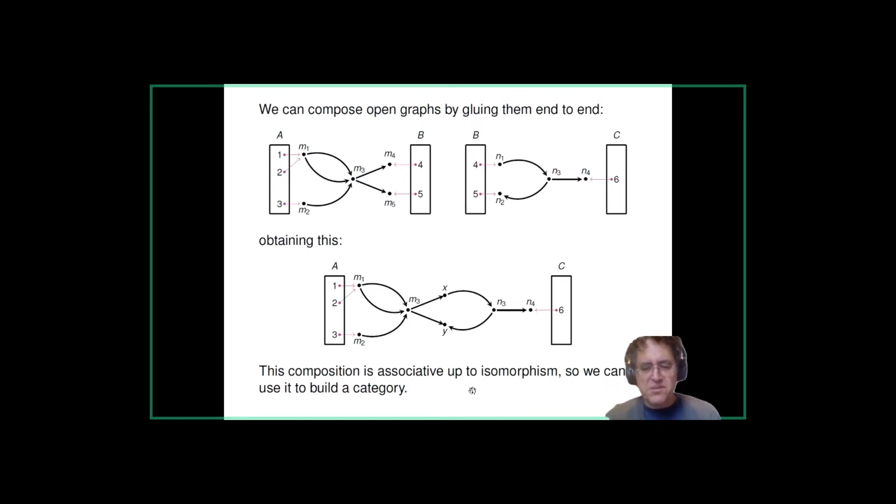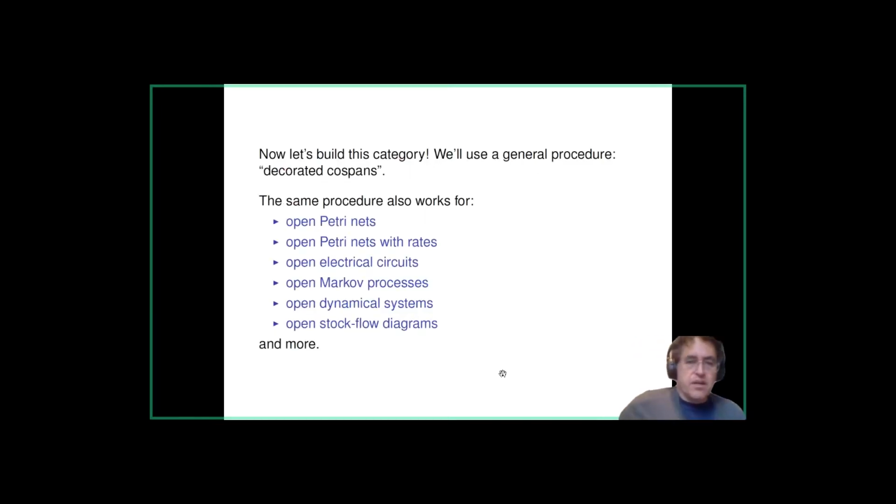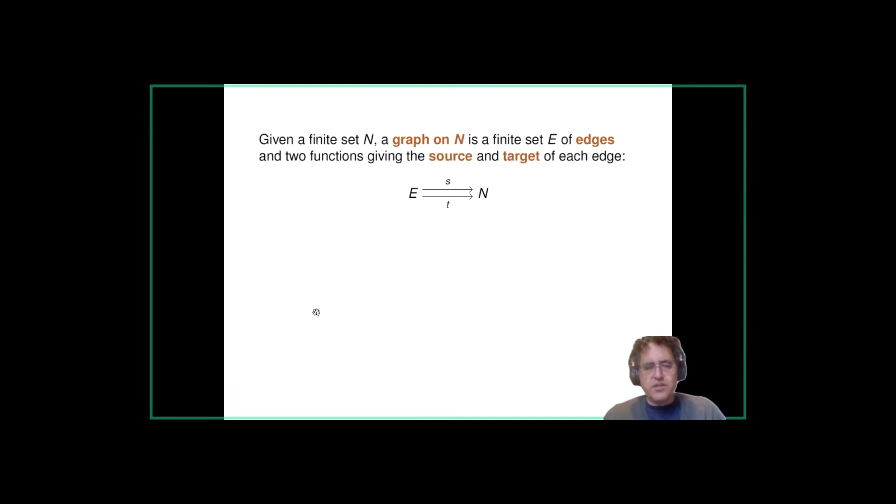That's a little bit of a technical detail, but us category theorists are very fond of these little details, getting everything exactly right. So the point is you can get a category that way, and I'll explain in more technical detail now how we're going to get that category, but I'm going to describe it in a very general way. I'll describe the general procedure called decorated cospans for building categories of this general sort, and the same procedure works for all the other examples that I listed, and lots more as well. So here we'll go over what I just said in a bit more detail.